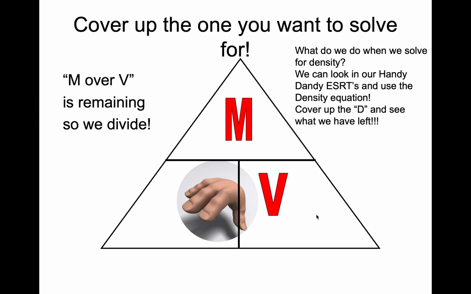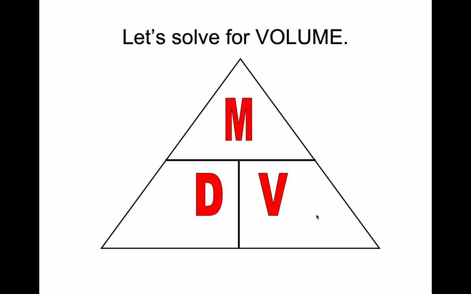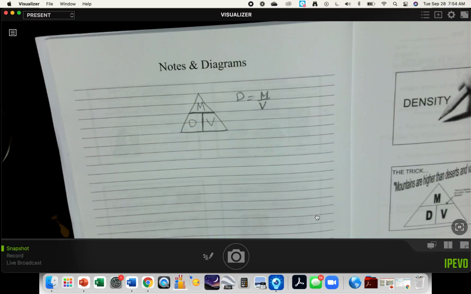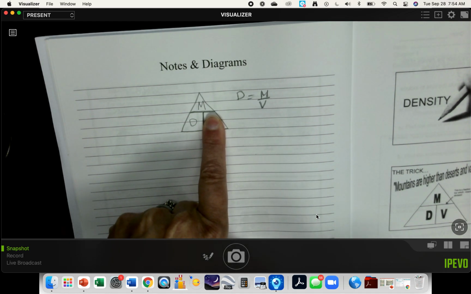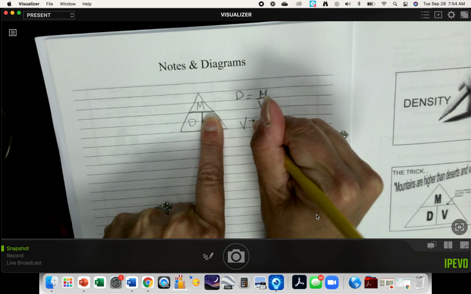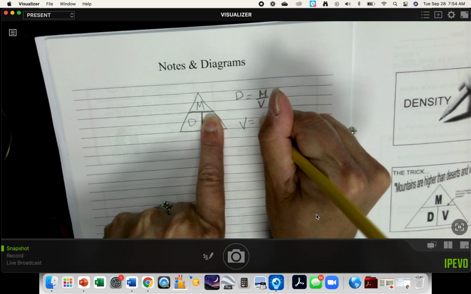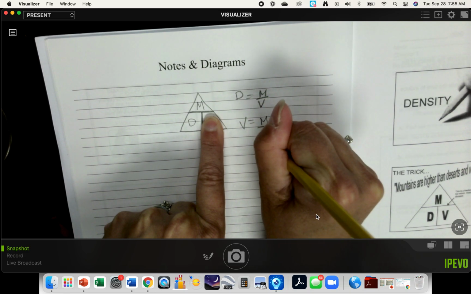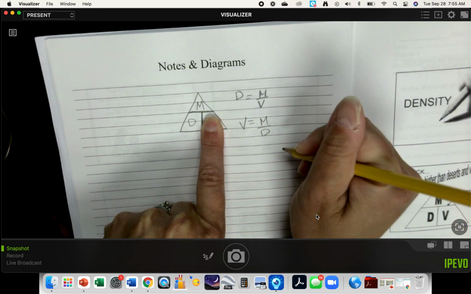So density equals mass divided by volume. You can see that horizontal bar means division. That's the fraction bar. Okay, let's solve for volume. Okay, so we're going to cover up the V. Scary hand. Okay, cover up the V. When we cover up the volume, the V, volume equals mass divided by density. So let's go back to our little page here. We're going to cover up the V. So take your finger, cover up the V. So when we want to solve for volume, when we pre-isolate the variable for volume, it's M over D. Volume equals mass divided by density.